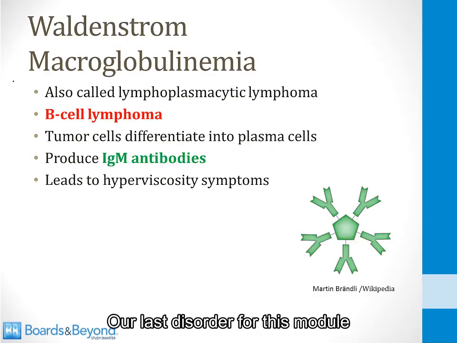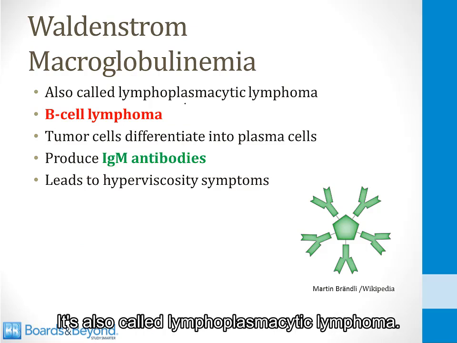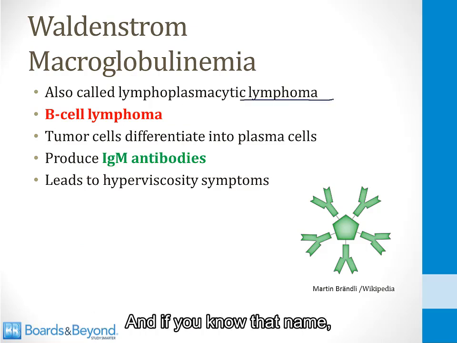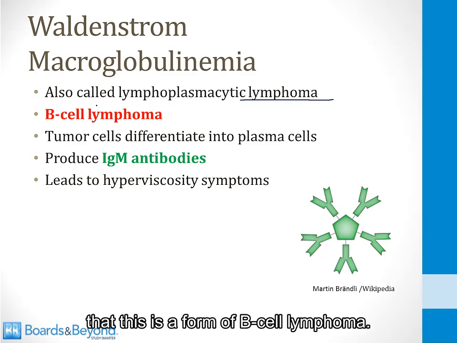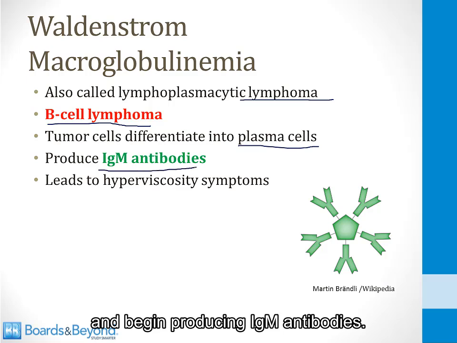Our last disorder for this module is called Waldenstrom macroglobulinemia. It's also called lymphoplasmacytic lymphoma, and if you know that name, it's an easy way to remember that this is a form of B-cell lymphoma. However, in this form of lymphoma, the tumor cells differentiate into plasma cells and begin producing IgM antibodies.